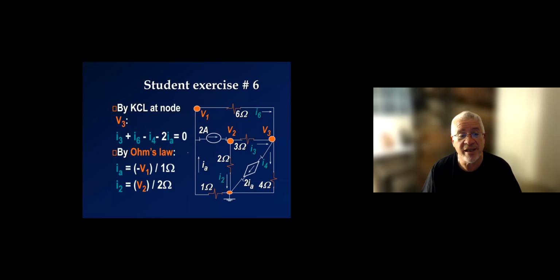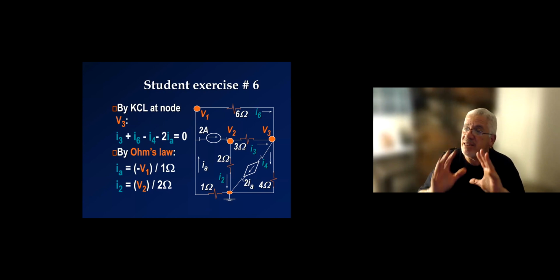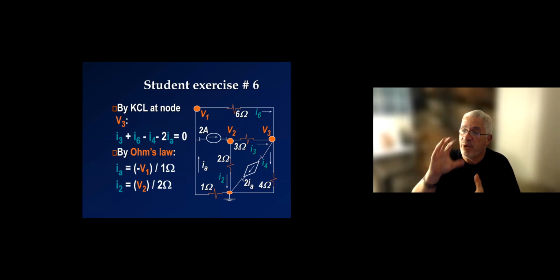My third KCL equation is at node V3. What's coming in? I get I6 coming in, I3 coming in, and then I get I4 leaving and 2IA leaving. So I get I3 plus I6 minus I4 minus 2IA equals 0. All right, so three KCL equations. Those are my three primary equations, and now I'm going to go to Ohm's law. What Ohm's law does for me is allow me to go from currents to node voltages by way of the passive sign convention.